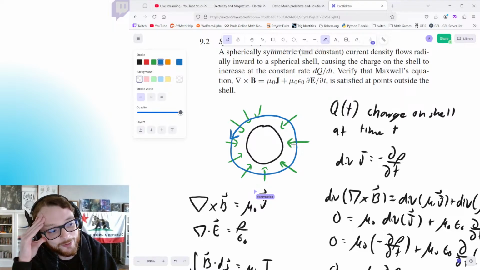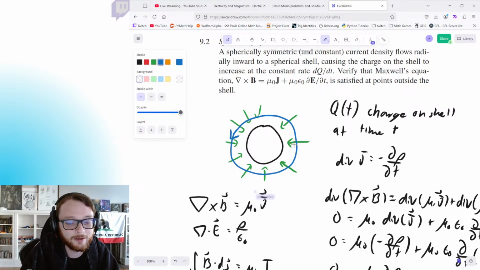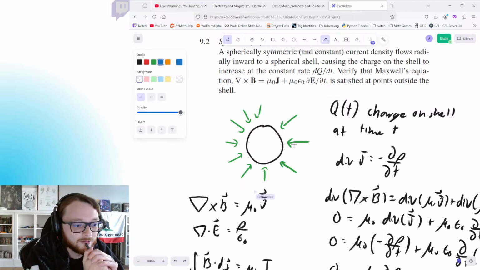Maybe the shell doesn't produce a magnetic field, because the charge on the shell, I assume, isn't moving, or at least we can pretend it isn't. I wouldn't think it'd be moving once it got to the surface of the shell. It would just sit where it landed. So if B was zero, what would that mean? That would mean the mu naught J would have to be the negative of the mu naught epsilon naught dE/dt.